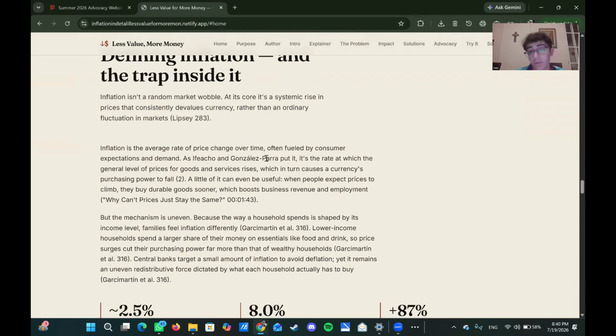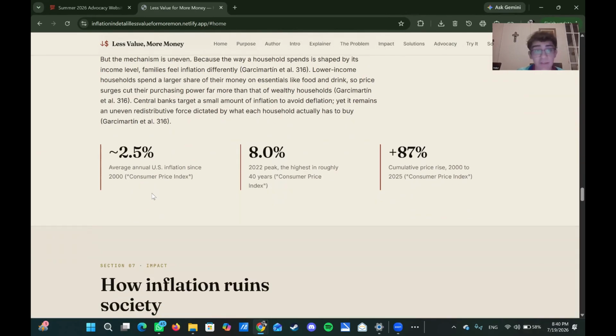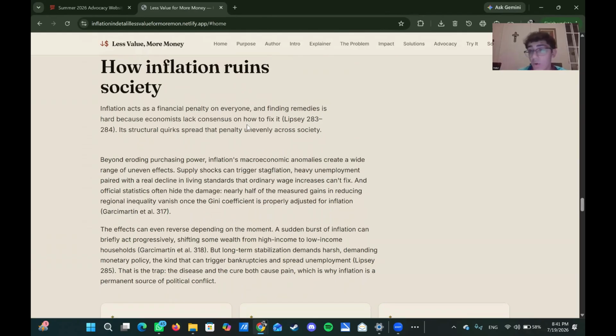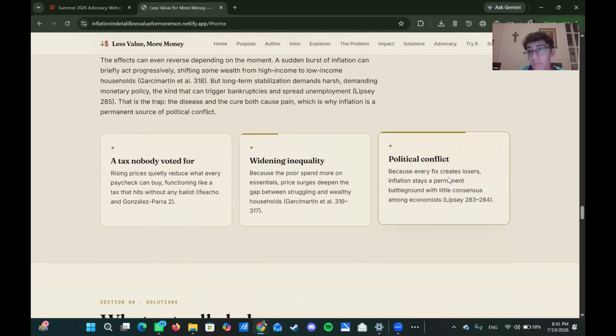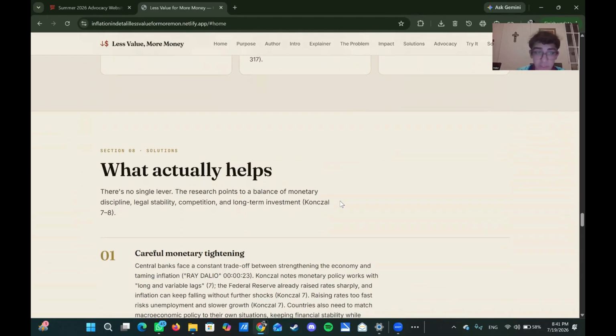So in the whole website, I used academic sources to explain my points and also to explain the facts, like the 2.5% average annual US inflation since 2000, the peak inflation rate that was 8%, and the cumulative price rise from 2000 to 2025. Here is the impact, basically how inflation ruins society, once again using only peer-reviewed sources. And well, I decided to put some information in these boxes that are very interactive and light up when you put your mouse on top of them.